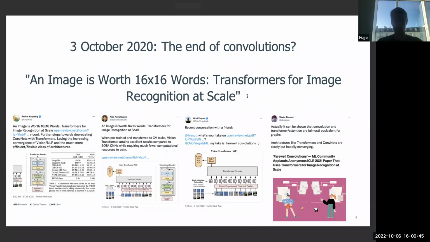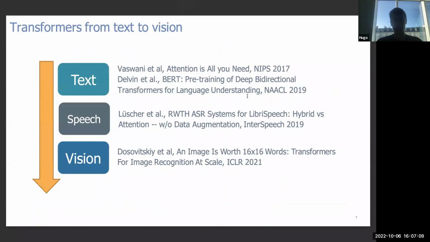On the 3rd of October 2020, a lot of people asked if this was the end of convolution, because there was an amazing paper, An Image is Worth 16x16 Words: Transformers for Image Recognition at Scale. This is the first time that a vanilla transformer reached a state-of-the-art result on the ImageNet classification task. And this is a quite amazing result, because if we look at the history of the transformer, this architecture today reached a state-of-the-art result in different fields, for instance, in text, in speech, and now with the Dosovitskiy paper, they reached a state-of-the-art result in computer vision.